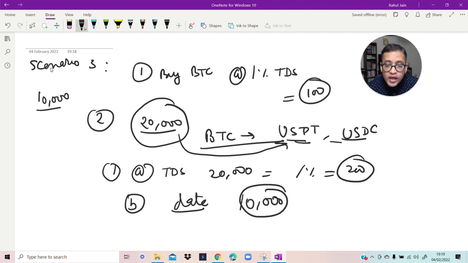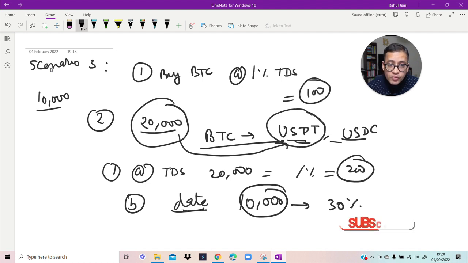He needs to pay 30% tax on this 10,000, although he's not taking this money into his bank account. It doesn't matter what you're doing with this money. If you're doing another transaction and trying to put this money in USDT, on the day on which you're doing this transaction, you will have to take the Bitcoin price or the value. Now, there is no clarification right now from the Indian government.